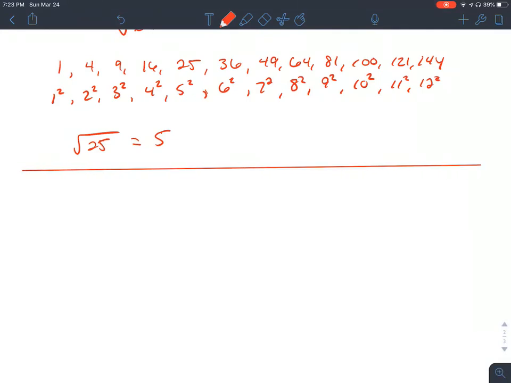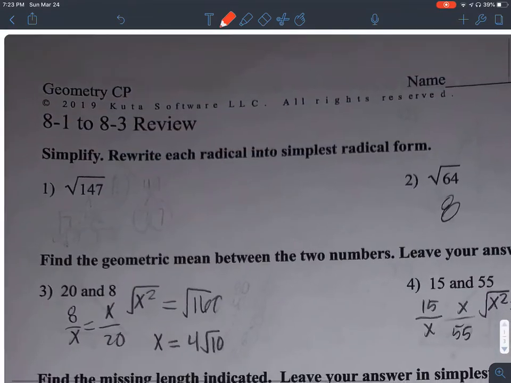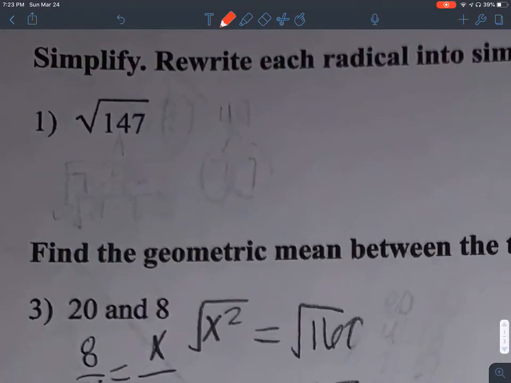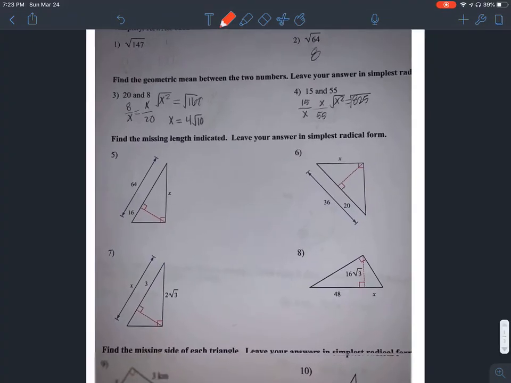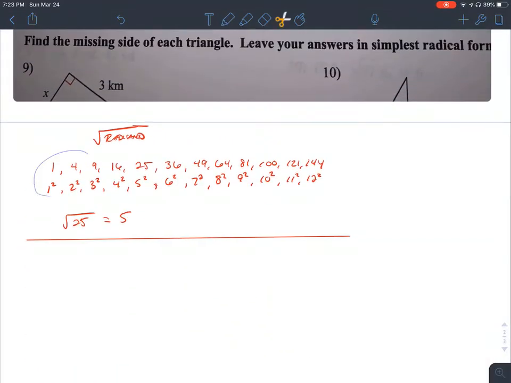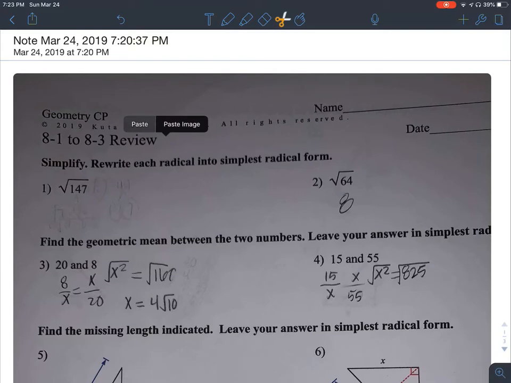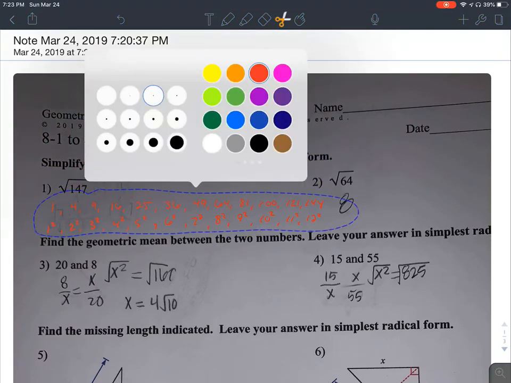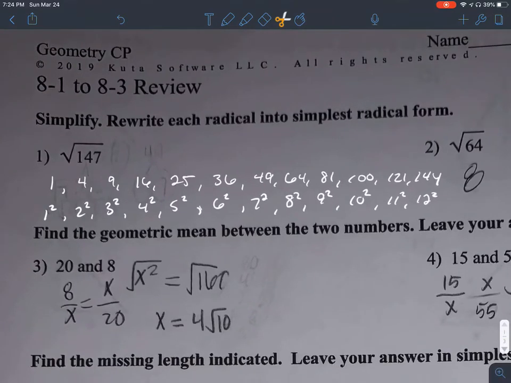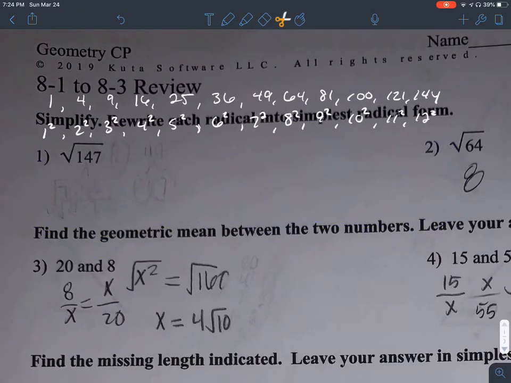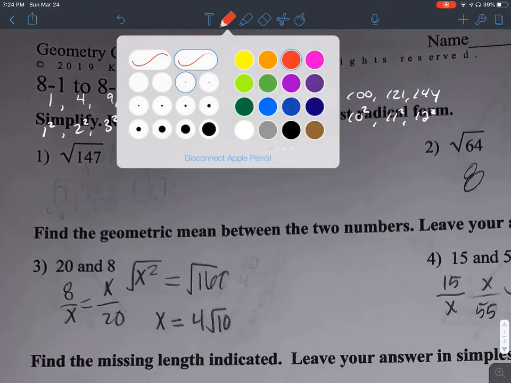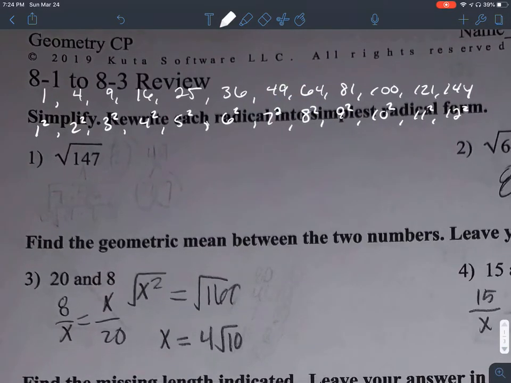Let's take an example of one of the problems that you have up here, and I'll show you a couple different ways to do it. 147. What I would do for this is take these perfect squares, have them written on my paper, and then try to figure out what's the biggest perfect square that goes into 147 evenly. For example, 144 doesn't go into it evenly. 121 doesn't, 100 doesn't, 81 doesn't, 64 doesn't.